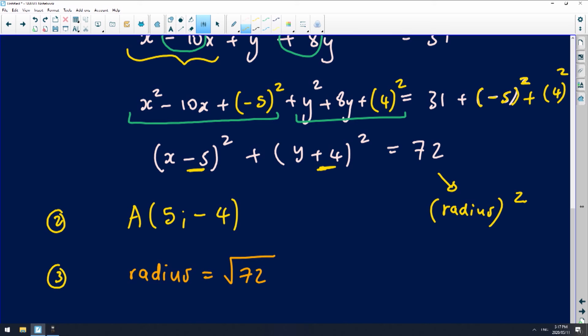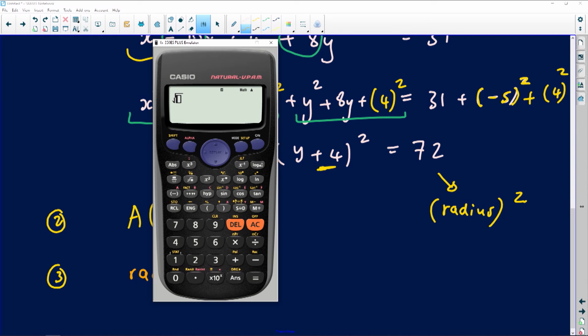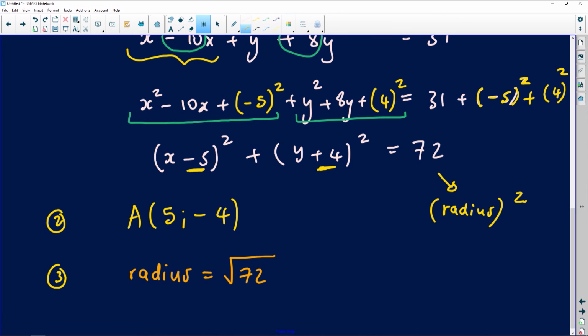They said in surd form. So what is the square root in surd form? You're looking for the square root of 72. It gives you an answer of 6 root 2. That's what you're looking at here. So I'm going to write 6 root 2 as the final answer here. This is going to be equal to 6 square root of 2 units.